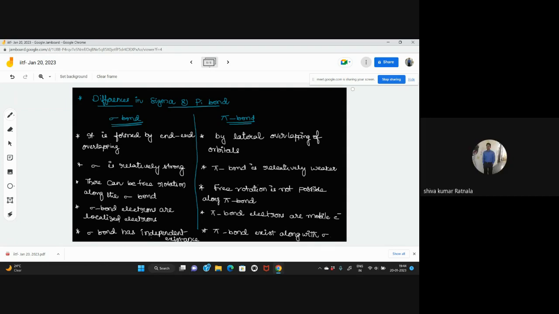Triple bond means what? One sigma and two pi bonds. Yes or no? Yes, sir. So these pi bonds are always formed after formation of sigma bonds only. Okay, students?